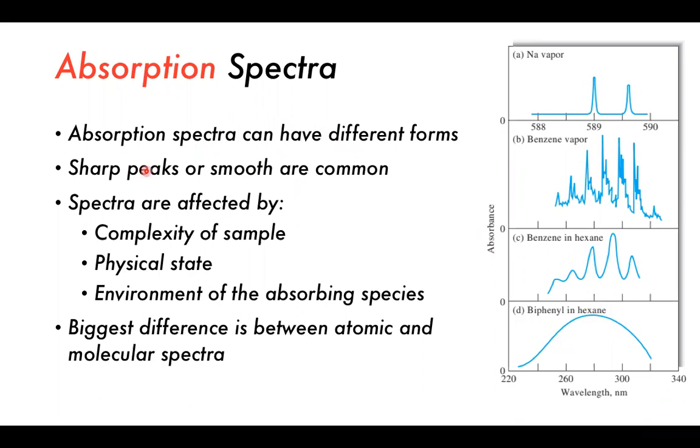Sharp peaks or smooth peaks are common. Spectra are affected by the complexity of the sample, the physical state, and the environment of the absorbing species. And the biggest difference is between atomic and molecular spectra. You can see here the difference between here and here is larger than the difference between here and here. This is just a solvent effect.